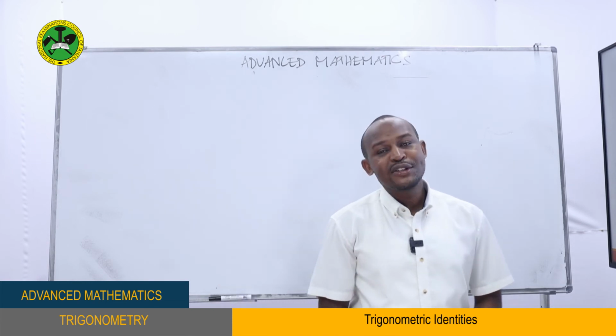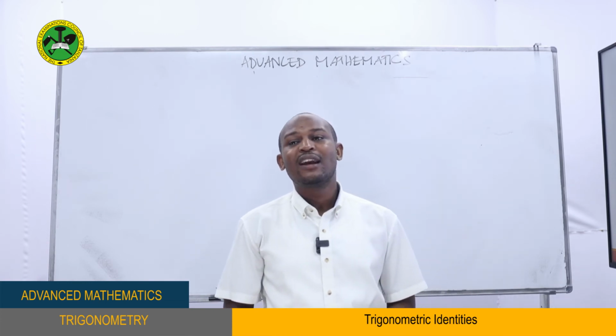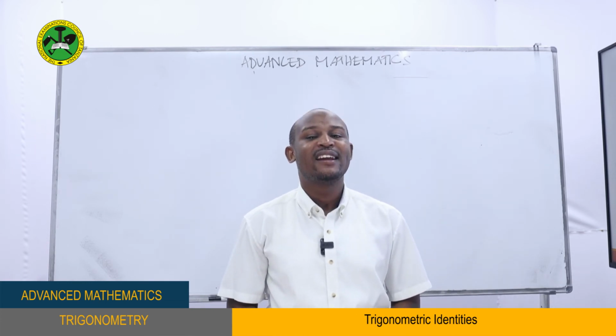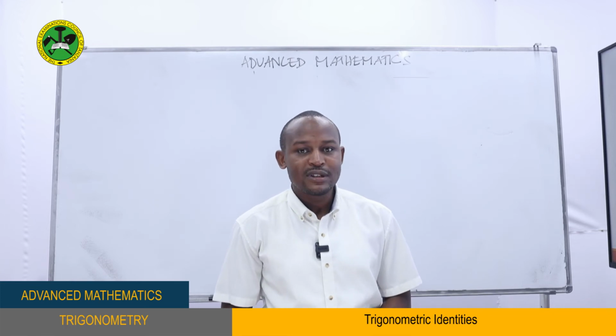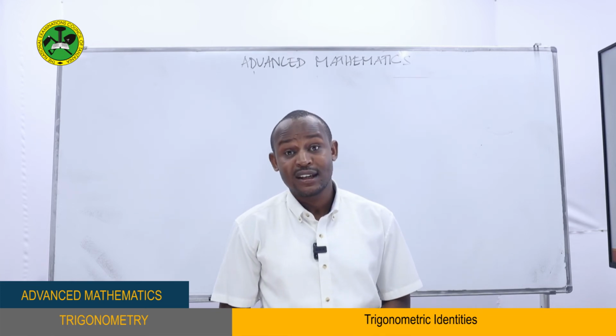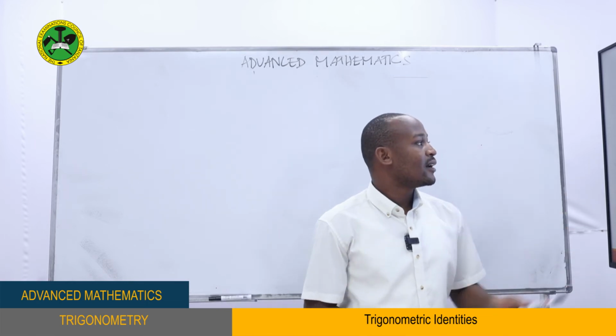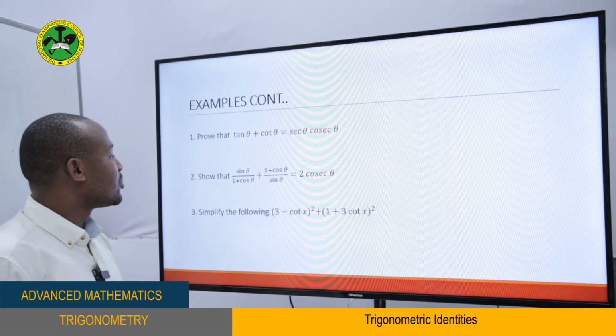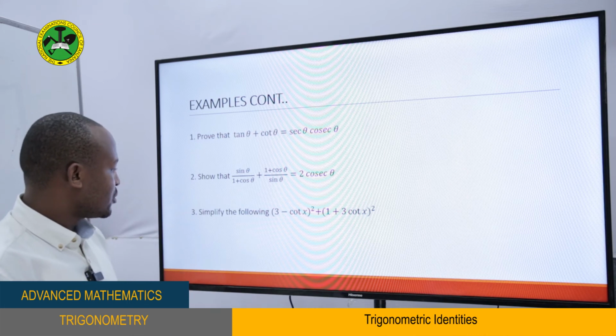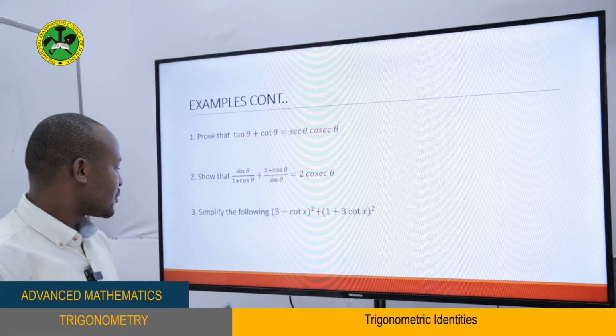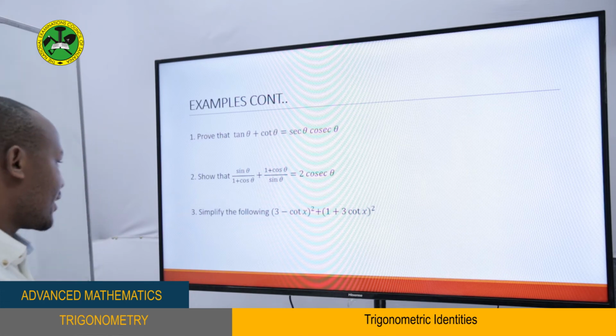We have a lot of identities to prove, a number of them out there. Find books and do a lot of questions. And there we have some other examples that tell us to prove. I will do the third one.